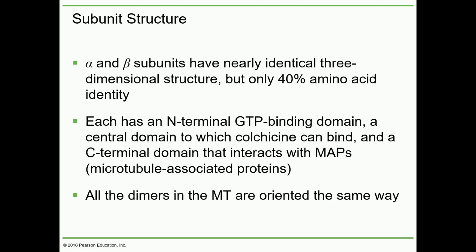So the alpha and beta subunits have nearly identical three-dimensional structure, but only 40% amino acid identity. Each of them has an N-terminal GTP binding domain, a central domain to which colchicine, which is a kind of drug, binds, and a C-terminal domain that interacts with the microtubule associated proteins.